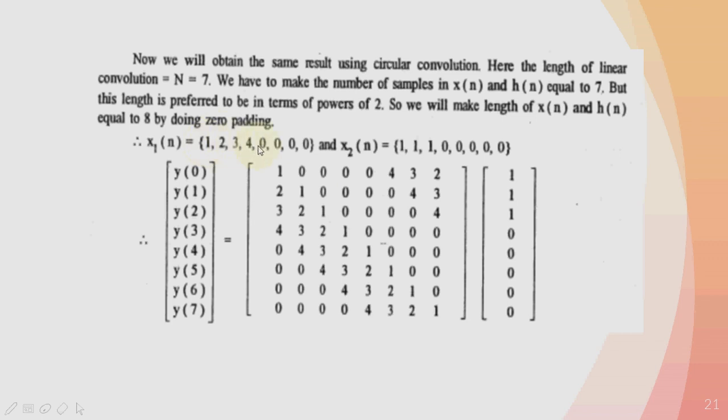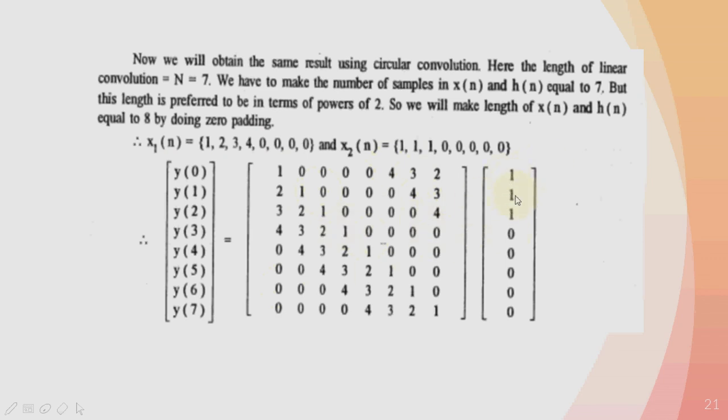So your sequence will become 1, 2, 3, 4 and 4 more zeros, and the other sequence gets 5 more zeros, to make them equal and perform the matrix operation. So these are y of 0 to y of 7. This is the first sequence 1, 2, 3, 4. Make the time shifting, and you will get this shifted version of the signal.